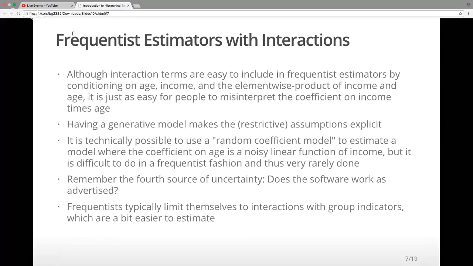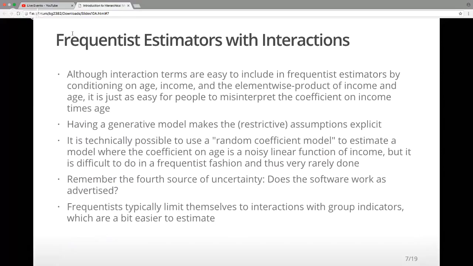Does the software that you're using to estimate these things work as advertised for your particular data? And if you have something like a random coefficient model that really requires, you know, millions of observations in order to get the parameters estimated very well, then, you know, maybe you don't want to do one of those models, or maybe you do want to do one of those models, you just don't want to use frequentist software to do it because it doesn't work so well.